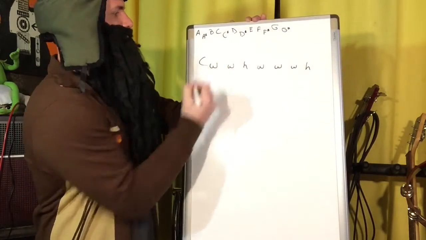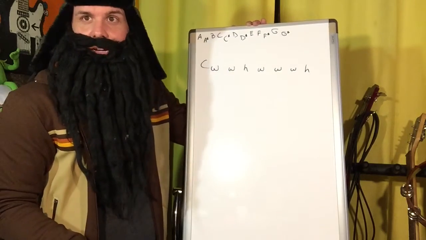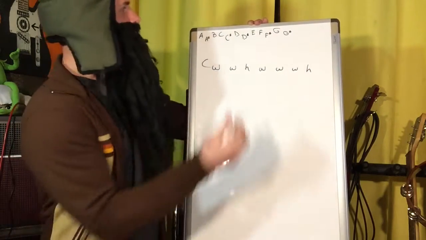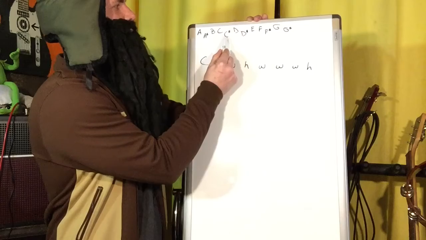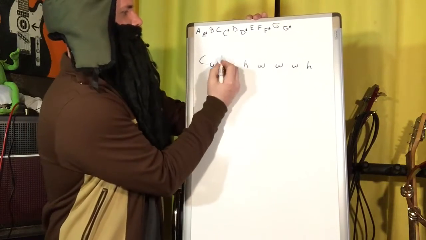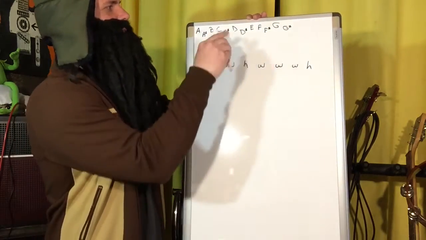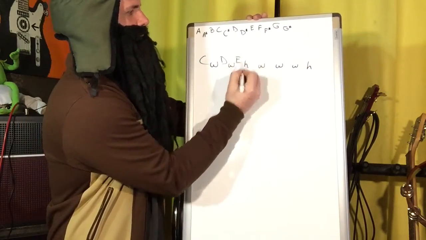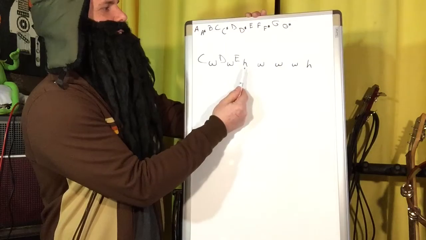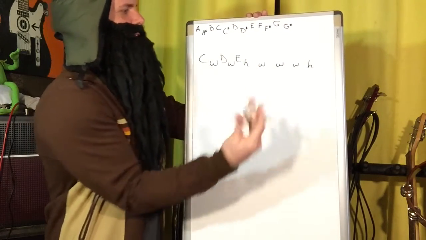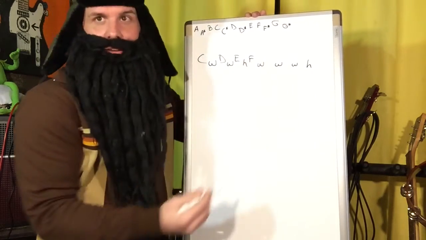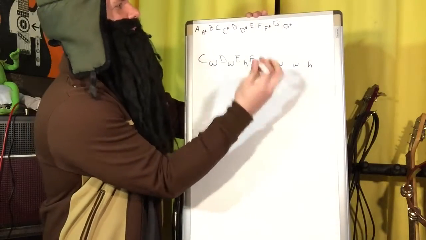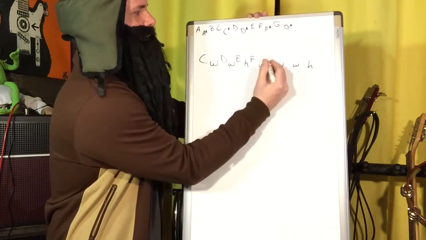Ready? C. Whole step higher than C. Remember, that's 2 frets or 2 notes. So C sharp would be a half step, D is a whole step. Whole step higher than D, E. You see how this goes now? Now watch this. Half step higher than E is F. We avoided F sharp. Whole step higher than F is G.